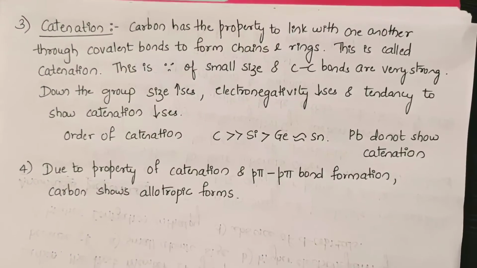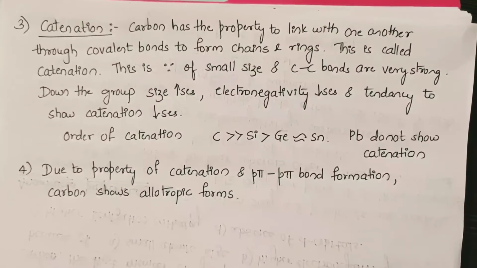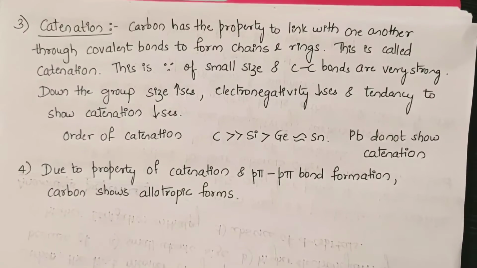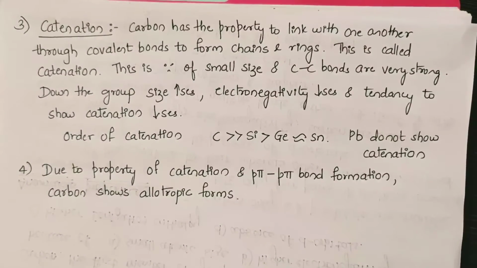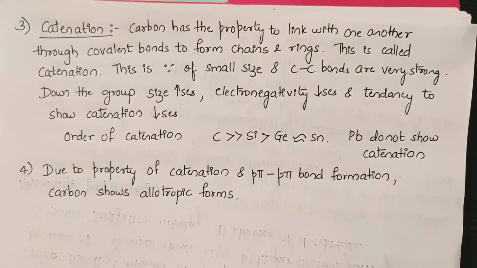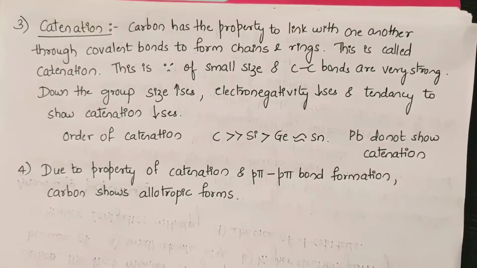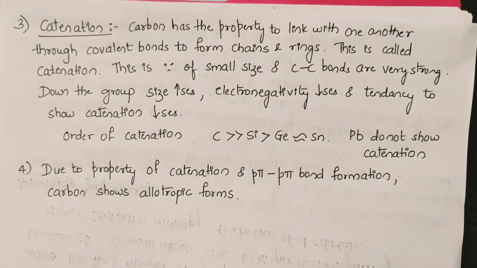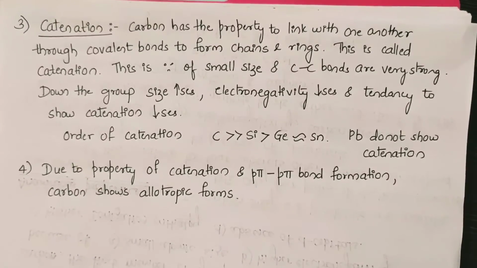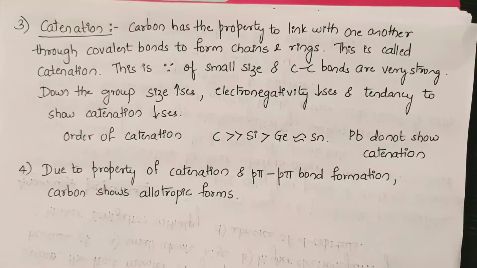One more important anomalous property is catenation. Carbon has a unique property to link with one another through covalent bonds to form either a long chain or a ring form. This is called catenation. So catenation we also call the self-linking property. Why? Because of small size, and whatever carbon-carbon bonds are formed, they are very strong.